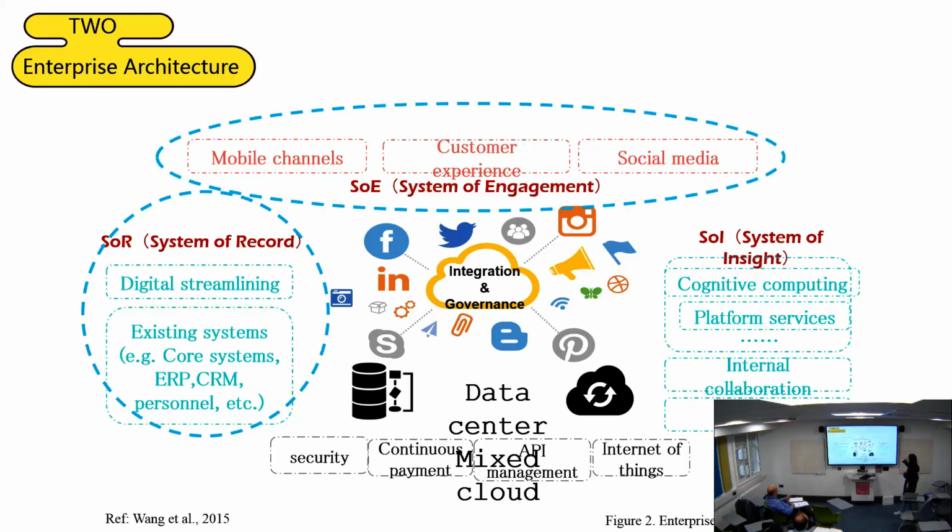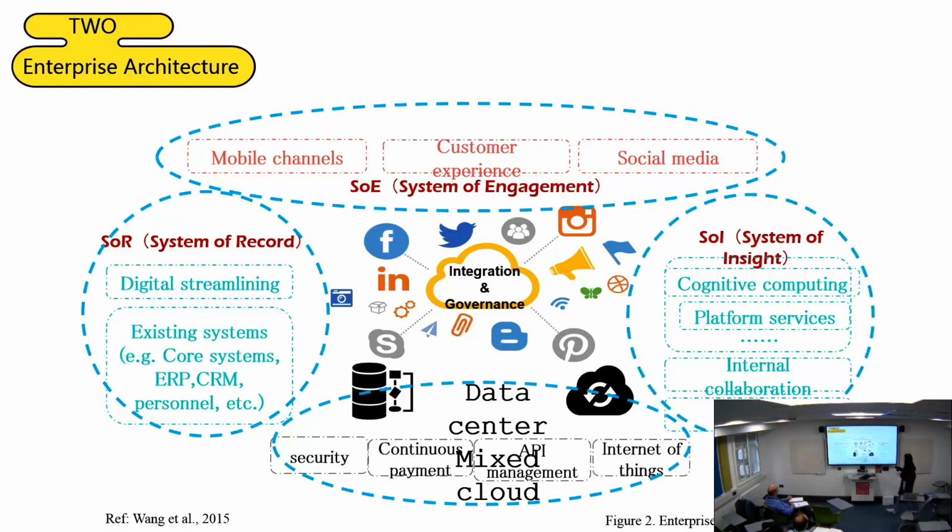The second is a system of engagement. With the development of digital technology, we now use more mobile channels based on social media, so this kind of system came out. And also we know it's a big data era, so the data center is really important for every enterprise. And the last one is system of insight. I think the data center is really helpful for this kind of system.